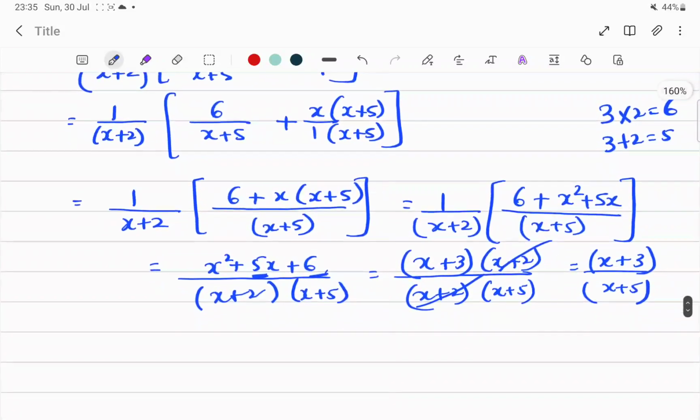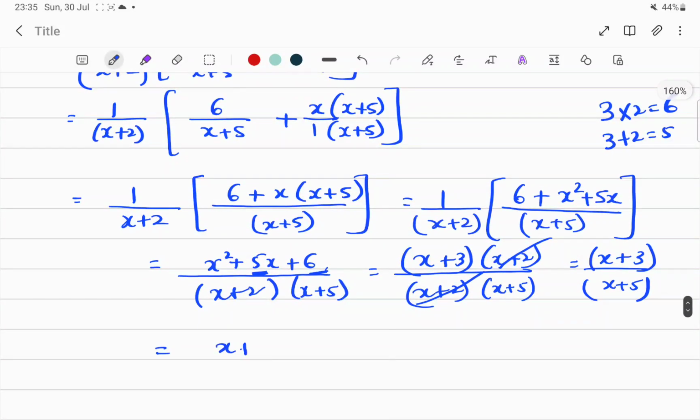You can write them in bracket, or if you want you can give your answer as x plus 3 divided by x plus 5. So this was all about how to add and subtract the algebraic fractions.